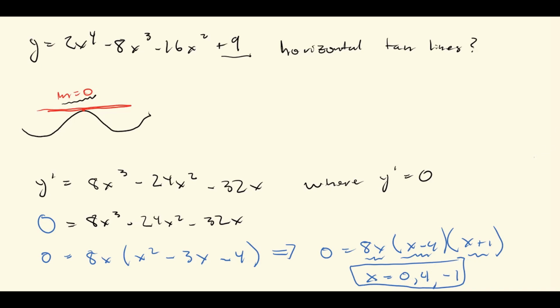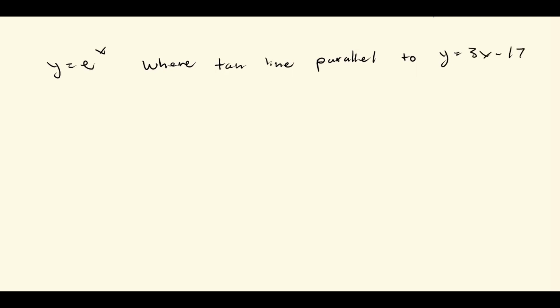Alright, let's take a look at another one you might run into. So here we're given the function y is equal to e to the x, and we're asked to find where the tangent line is parallel to the line y is equal to 3x minus 17. So if something is parallel, that means they look something like this and they have the same slope.